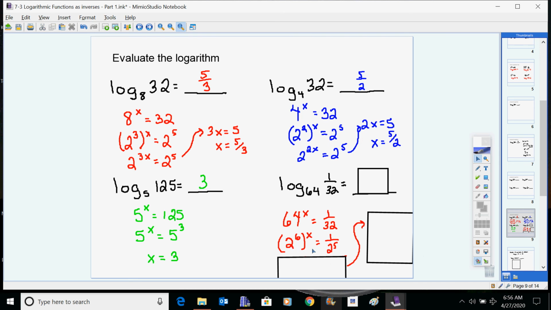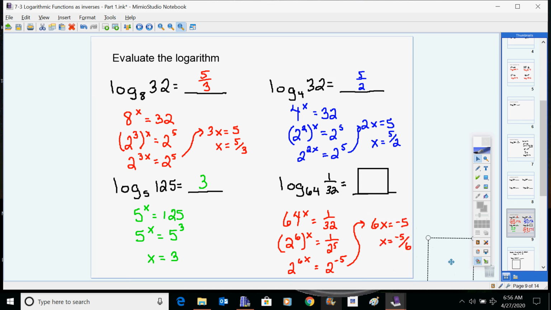So let's think about how these things can reconcile. This is still 2 to the 6x. But if you remember how powers in the denominator work, this is really 2 to the negative 5th power. Okay? Because this tells you to make the exponent positive, it's the reciprocal, the definition of negative exponents, just to remind you of that. So same bases, 6x equals negative 5, and so negative 5/6 is your final answer on that one.